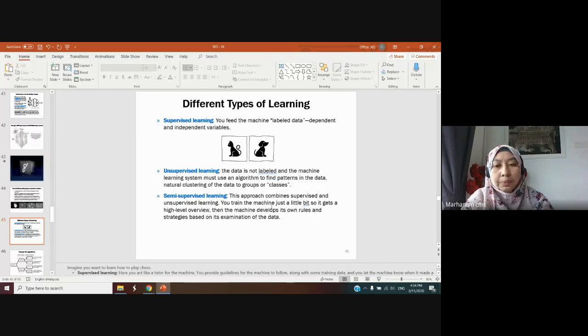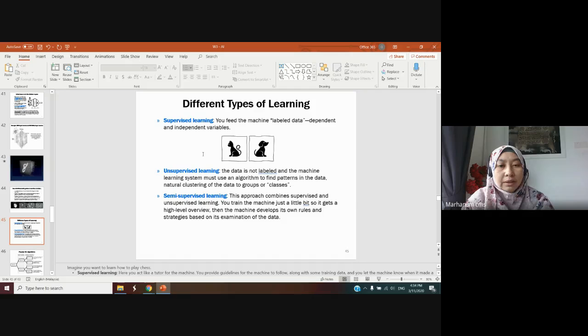Semi-supervised learning combines supervised and unsupervised learning. You train the machine just a little bit so it gets a high level overview. Then the machine develops its own rules and strategies based on its examination of the data.